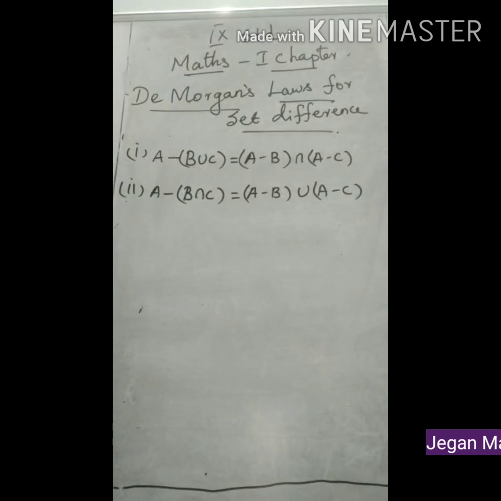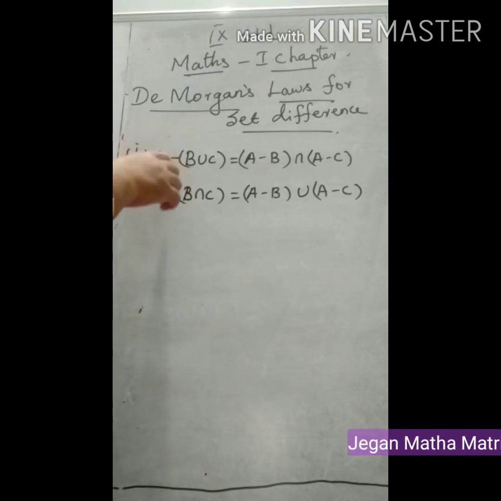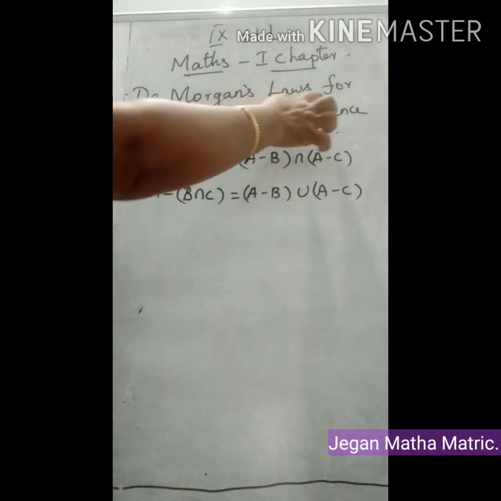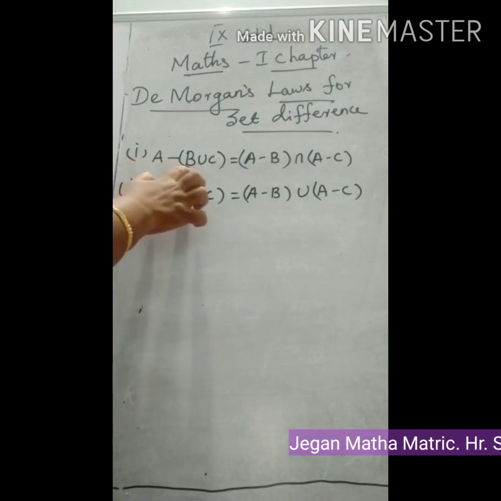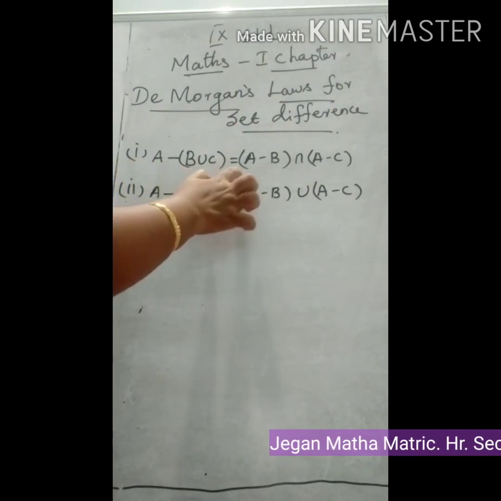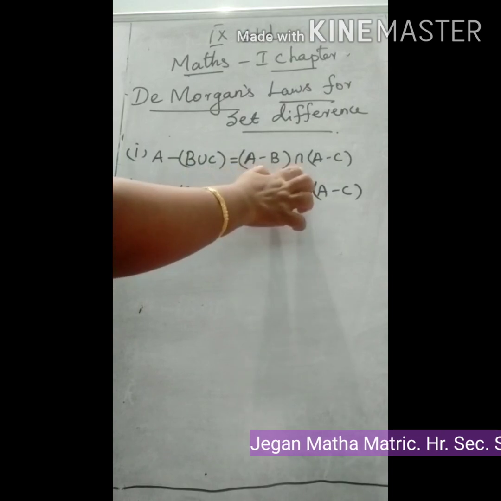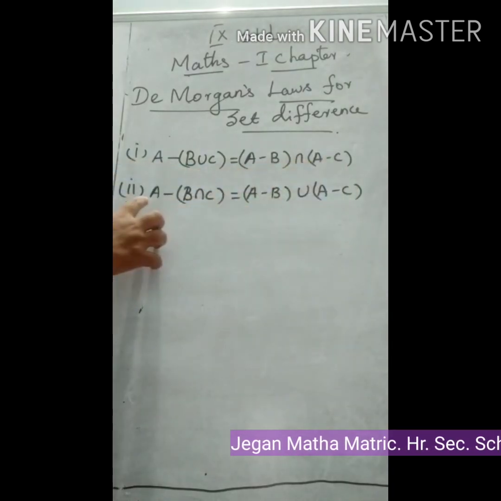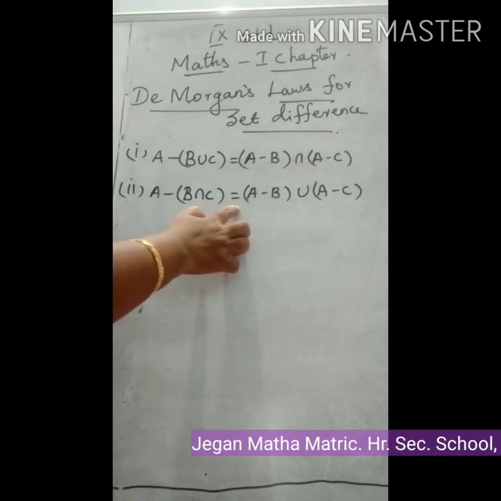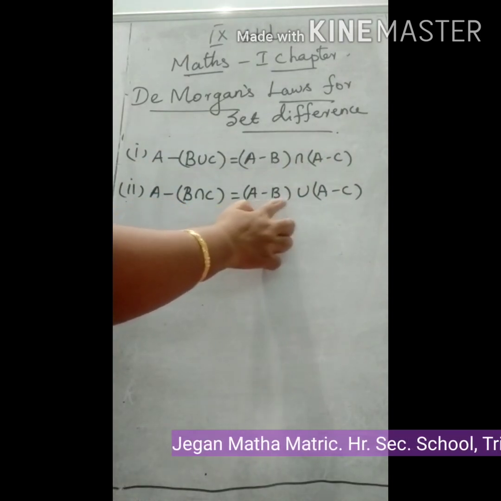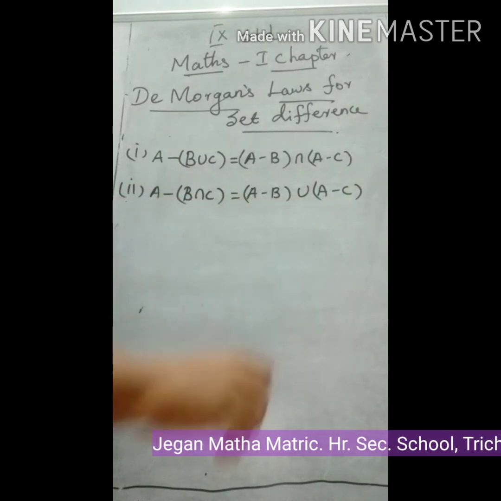Hello students, now we are going to see 9th standard maths first chapter. We will do some example sums based on this formula, De Morgan's laws for set difference. First one is A difference B union C is equal to A difference B intersection A difference C. Second one is A difference B intersection C is equal to A difference B union A difference C.